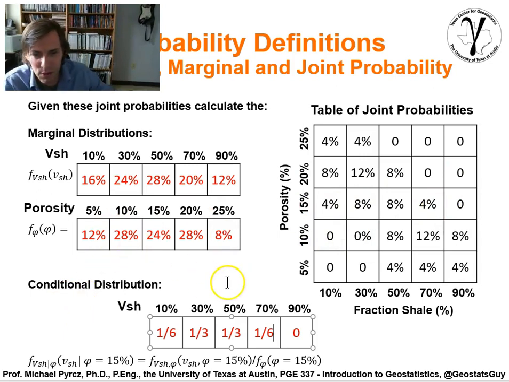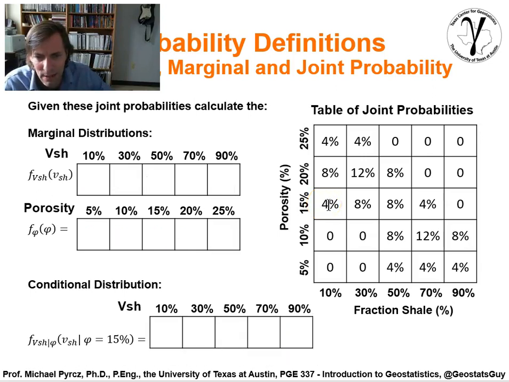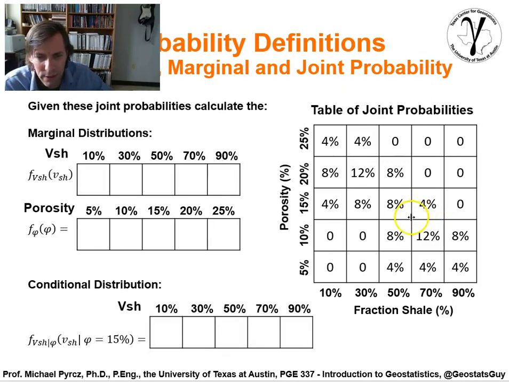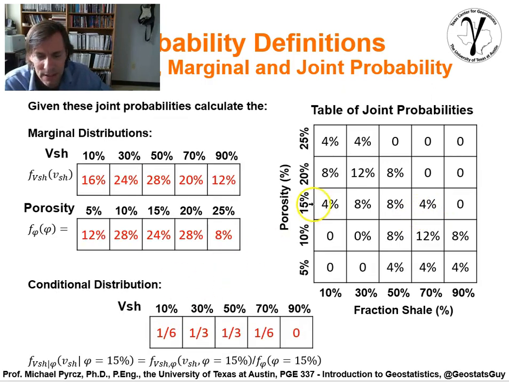The conditional distribution is interesting. We shrink the universe to be only the cases for which porosity is about 15%, give or take. And so how many cases like that do we have? We've got 2, 1, 2, 2, 1. 6 cases like that. 1, 2, 2, 1. Okay. So what we can do is calculate the conditional as simply this joint right here divided by the marginal. And so that's 1 case divided by 6 possible cases within that marginal. And then we got 2 out of 6, which is 1/3, 1/3, and 1/6 again.